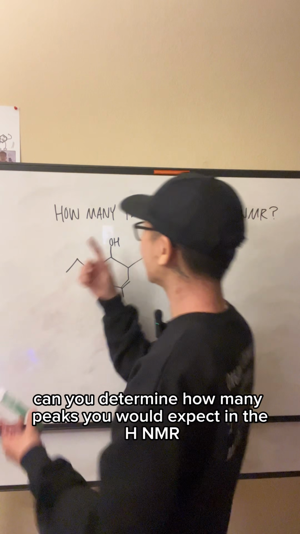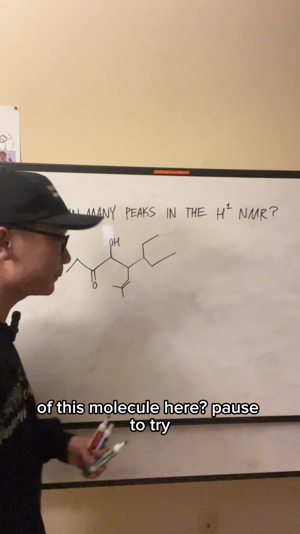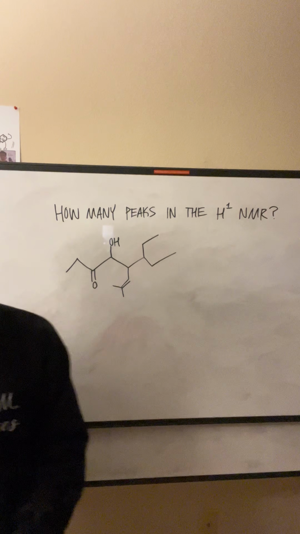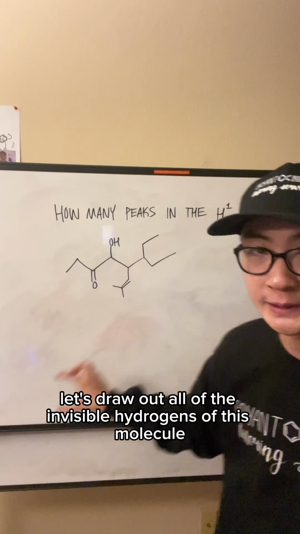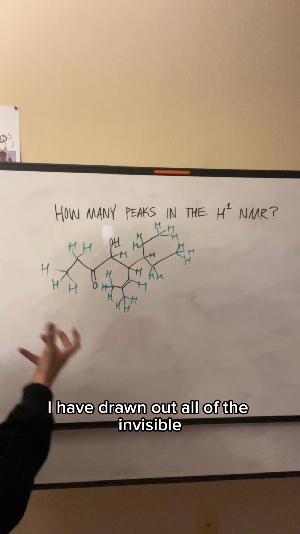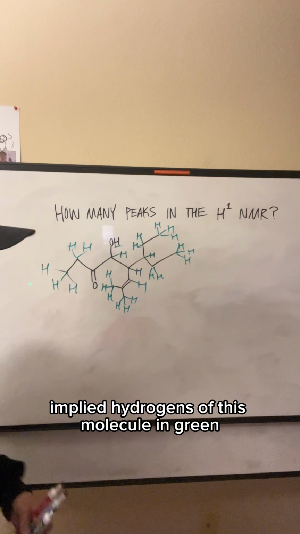Determine how many peaks you would expect in the HNMR of this molecule here. Pause to try. Let's break this down. So first, let's draw out all of the invisible hydrogens of this molecule. I have drawn out all of the invisible implied hydrogens of this molecule in green.